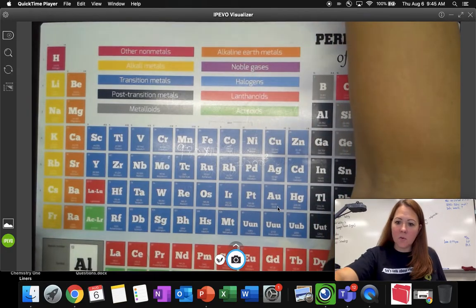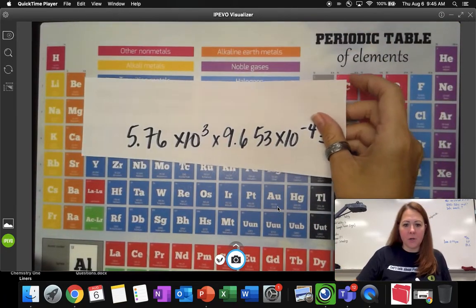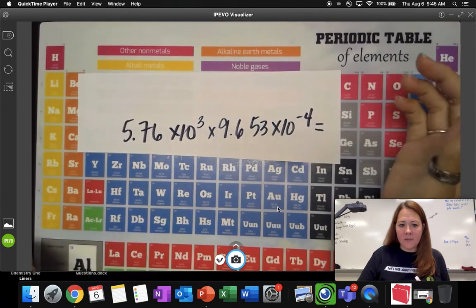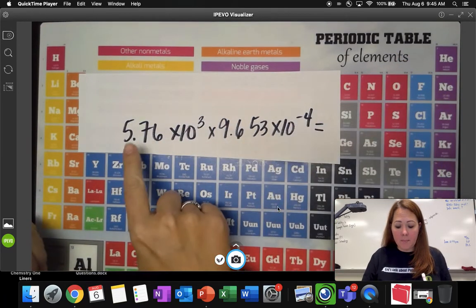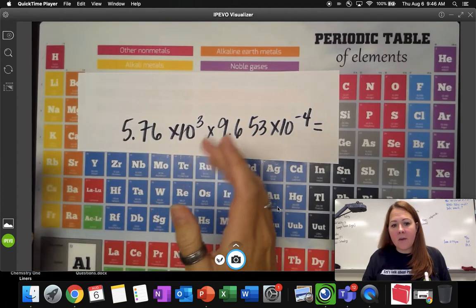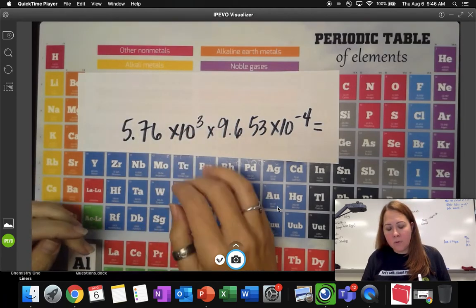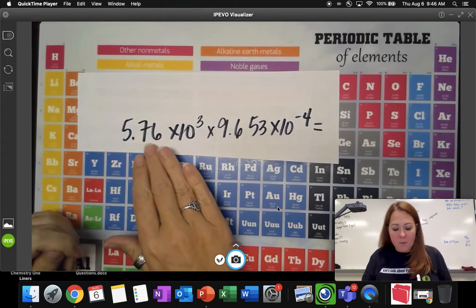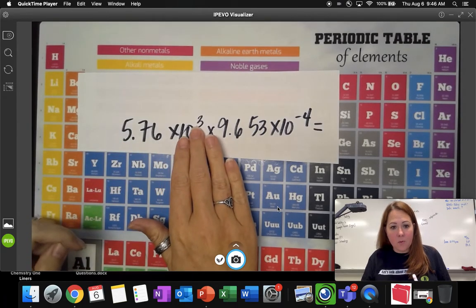In the last video, we looked at scientific notation. And scientific notation, just as a really quick recap, is just looking at numbers and writing them where we're getting rid of the extra zeros. So we have something like 5.76 times 10 to the third power.